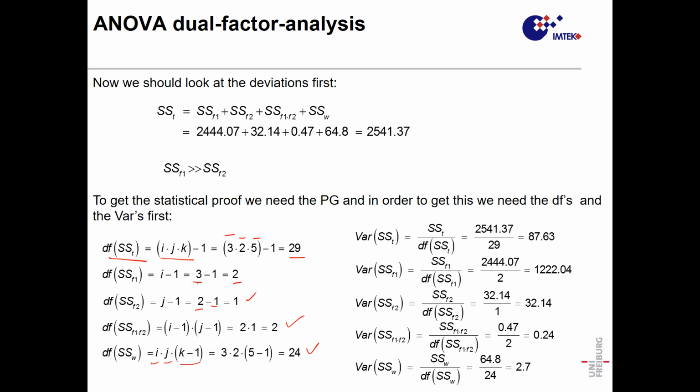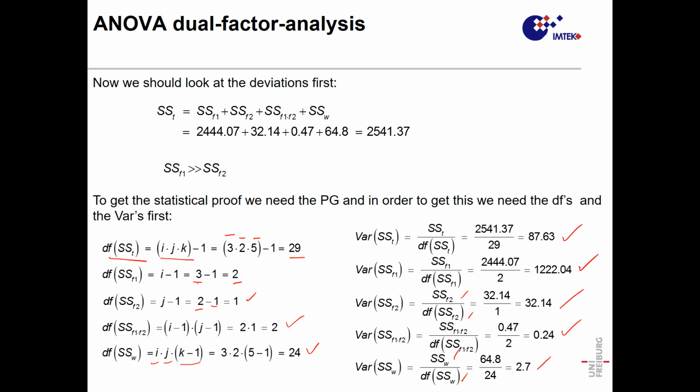Total variance: sum square total divided by degree of freedom total, 87. Variance of factor 1, the between sample: sum square factor 1 divided by the degree of freedom of factor 1. Variance of factor 2 is sum square factor 2 divided by the degree of freedom, 32. Variance of the interaction, sum square interaction divided by the degree of freedom of the interaction, 0.24. And finally, variance of the within, sum square within divided by the degree of freedom within, 2.7.